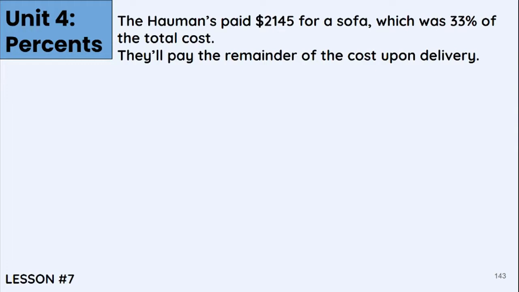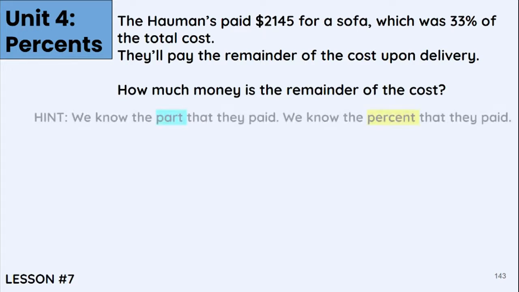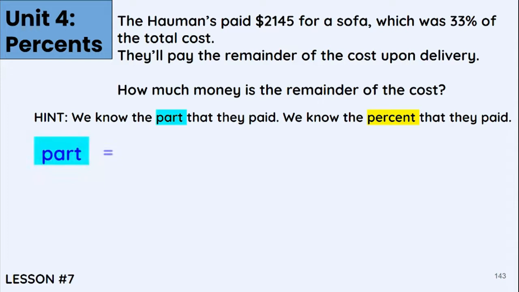The Hobbins paid $2,145 for a sofa, which was 33% of the total cost. They'll pay the remainder of the cost upon delivery. How much money is the remainder of the cost? So they only paid a part of the sofa. So what were we given here? We know the part that they paid. We know the percent that they paid. We want to find the remainder they have to pay. But what we could do is use that formula, part equals percent times whole, to find out how much the whole cost of the sofa was.